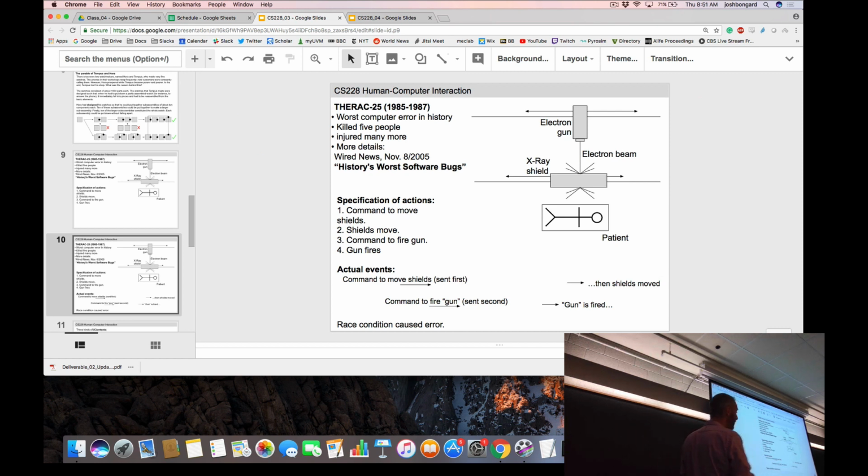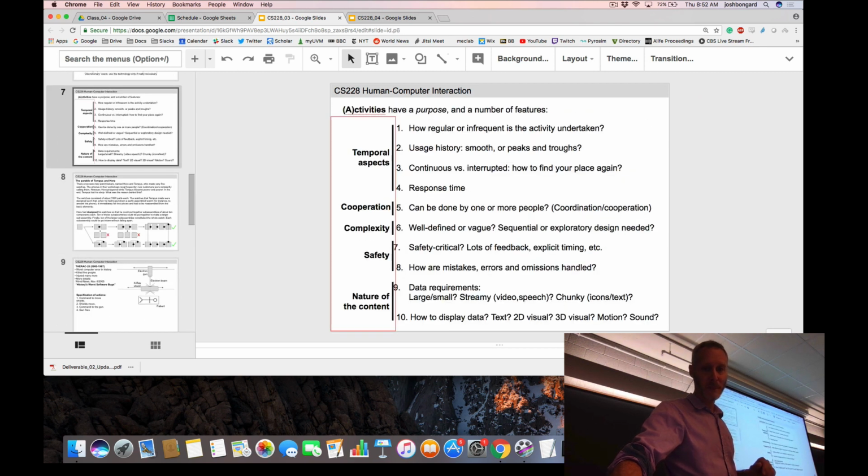So again, this is not really about HCI, but we need to think very, very carefully about safety. For those of you that are interested in the history of computer science, it's very interesting to read up on this unfortunate situation. Okay. Is your system safety critical? Is there actually the danger of actual damage or death? We need to think carefully about that.